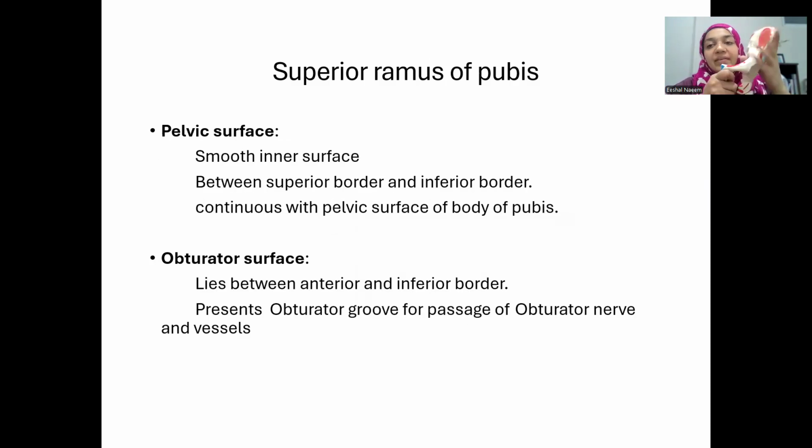Then we have the pelvic surface, which was a smooth inner surface between the superior border and the inferior border, continuous with the pelvic surface of the body of pubis. Then we have the obturator surface. This obturator surface lies between the anterior rounded border and the inferior sharp border. It presents the obturator groove. This groove is important for passage of the obturator nerve and vessels.